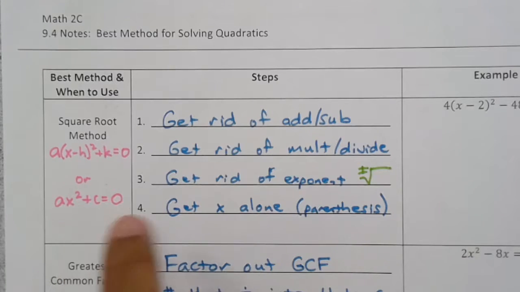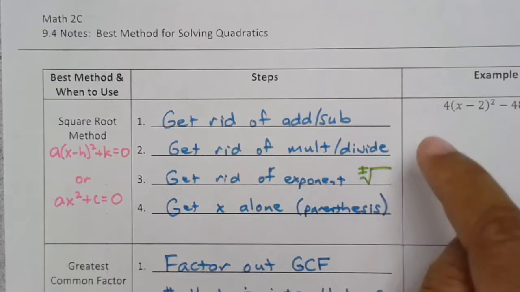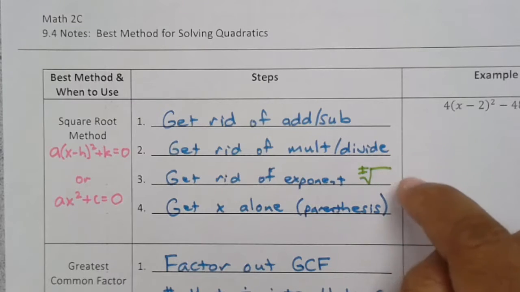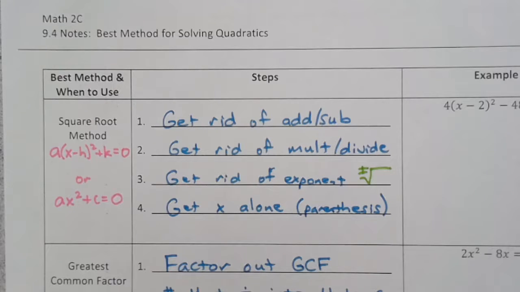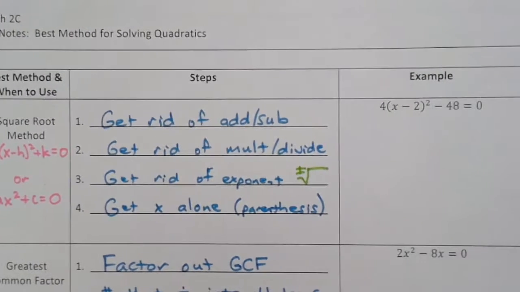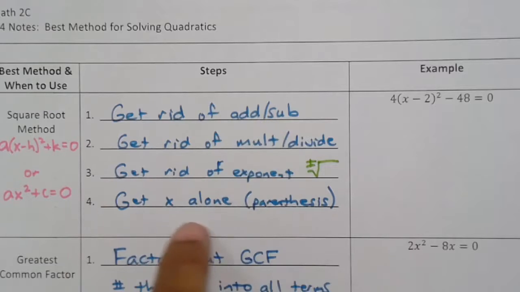In order to do that, we're going to get rid of adding, subtracting. It's like PEMDAS backwards. Get rid of multiplying, dividing. Then you get rid of the exponent. Don't forget your plus or minus when you take the square root. And then we're going to get x alone by working in the parentheses. So let's look at an example of that. Pause the video if you need to, when you're ready to write this down.